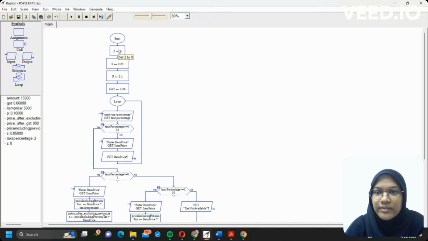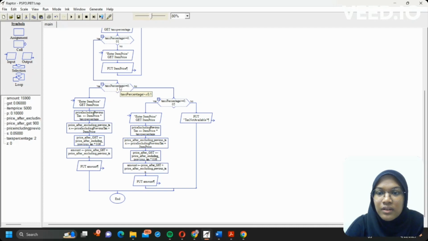Next one, we're going to look at the flowchart. First, we have start here. Then we go to the assignment, that is Z equals 0, then S equals 0.05. We have P equals 0.1 and GST here equals 0.06. Then I put here a loop, and after the loop I input the tax percentage, then go to the condition here: tax percentage greater or equal to 0.01. If it is yes, it will go to tax percentage greater or equal to 0.1.